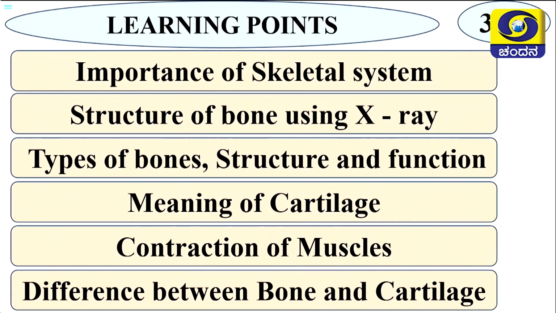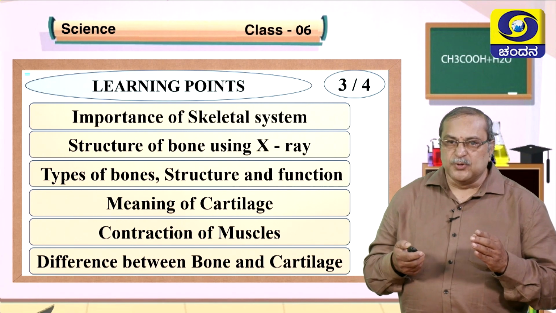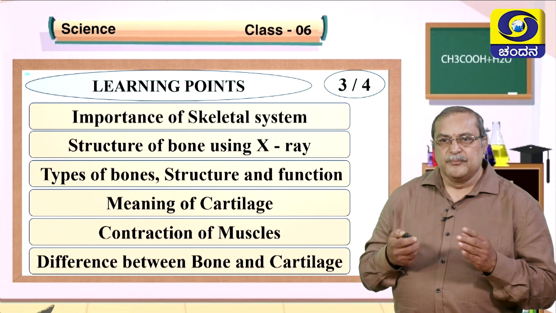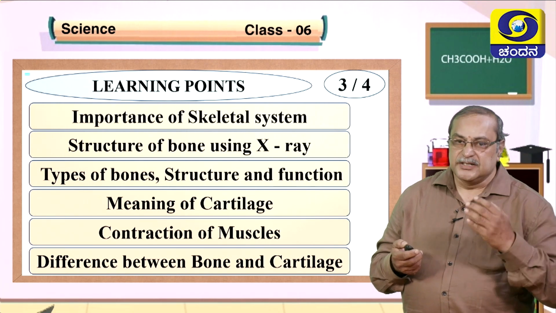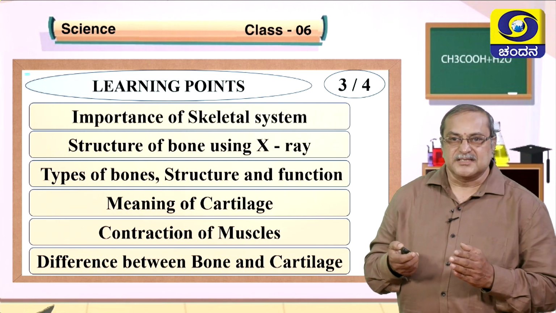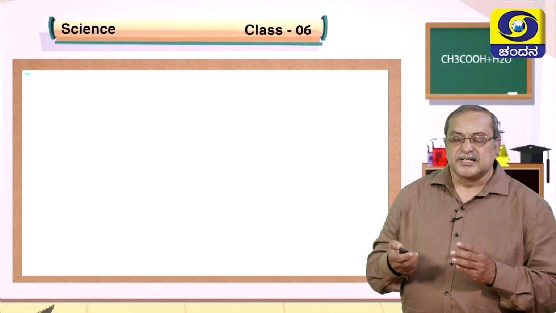In the third session we are going to have the importance of the skeletal system, and the structure of bone using X-rays. Types of bones, structures and functions, meaning of cartilage, contraction of muscles, and the difference between bone and cartilage. So these are the things in the third session.